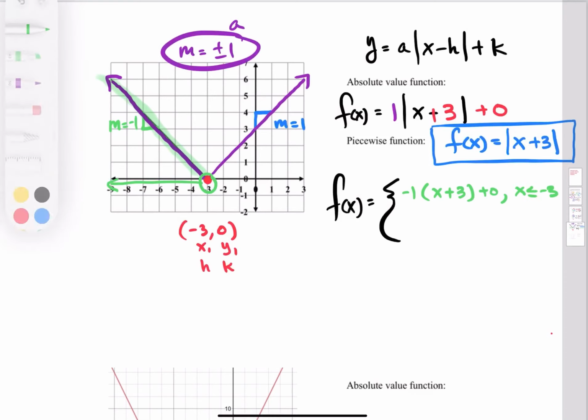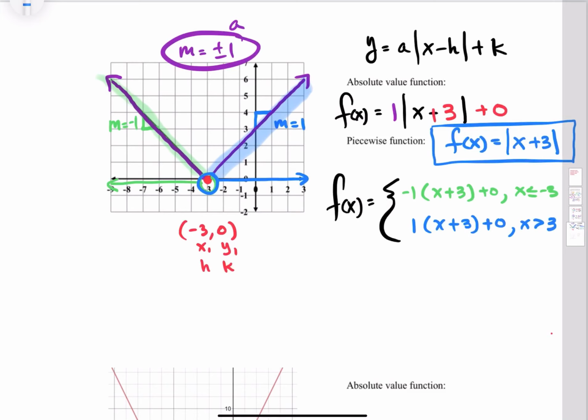And then we'll go ahead and take a look at that second piece on the right. So this piece right over here. And we're going to write out that equation. And this time the slope is a positive 1. And we have that same point. So x plus 3 plus 0. And this time it's everything to the right of 3. So our graph is everything to the right of 3. So x is greater than 3.